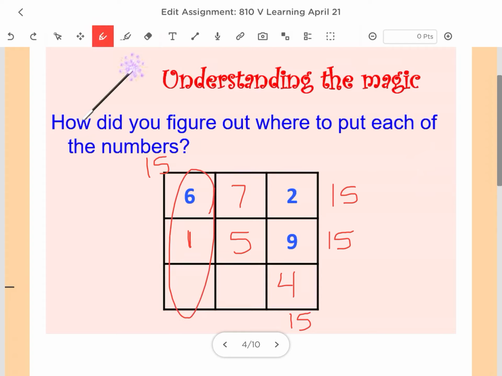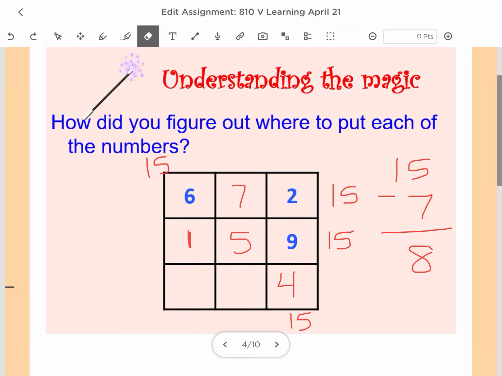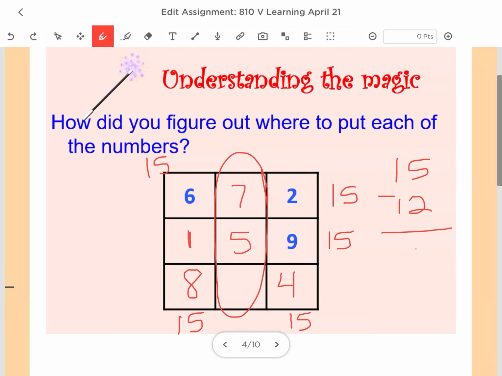But I can look at my columns now. 6 plus 1 is 7. 15 minus 7 is 8. So I know that the missing number in this box is 8. When I add 6 plus 1 plus 8, I get 15. This column right here, 7 plus 5 is 12. So if I subtract 15 minus 12, I get 3. I'm going to check to make sure that works. 7 plus 5 plus 3 is 15. And then I'm going to check this row across to make sure that also equals 15. 8 plus 3 plus 4 is also 15.